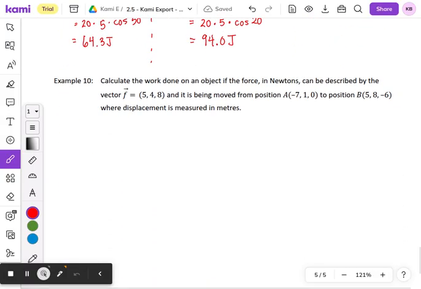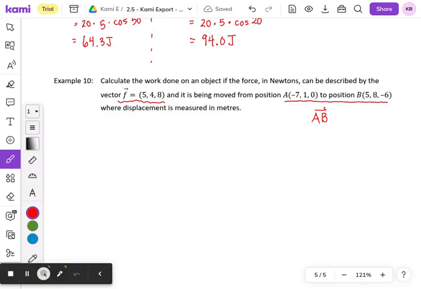All right, so here, this is actually, relatively speaking, an easier question. I'm given a force vector right here algebraically. Okay, so this is a position vector showing the magnitude and direction of the force. And then it says it's being displaced from point A to point B. So the displacement vector you're going to have to calculate. It's going to be AB, okay? And then that measurement, you're told, is in meters.